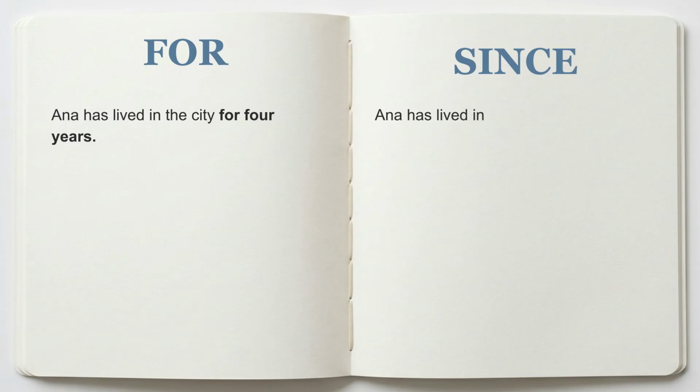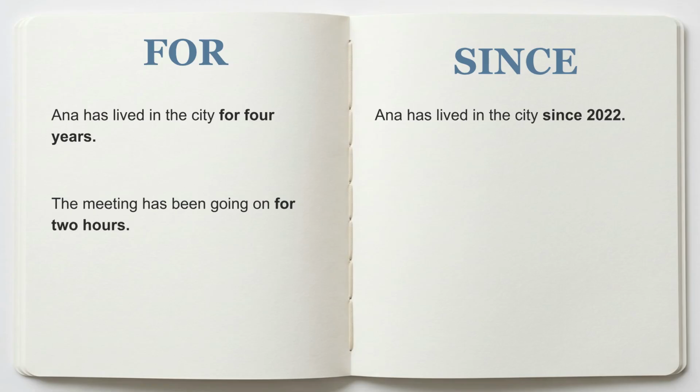Let's look at the same situations expressed both ways so you can see the difference clearly. Anna moved to the city in 2022. It's now 2026. For: Anna has lived in the city for 4 years. Since: Anna has lived in the city since 2022. The meeting started at 2 p.m. It's now 4 p.m. For: the meeting has been going on for 2 hours. Since: the meeting has been going on since 2 o'clock.